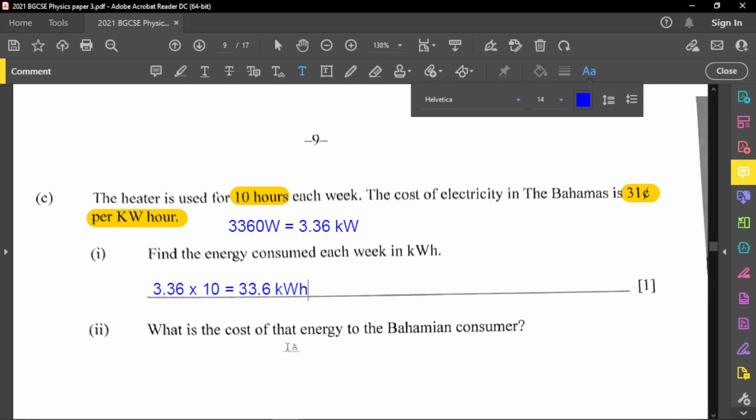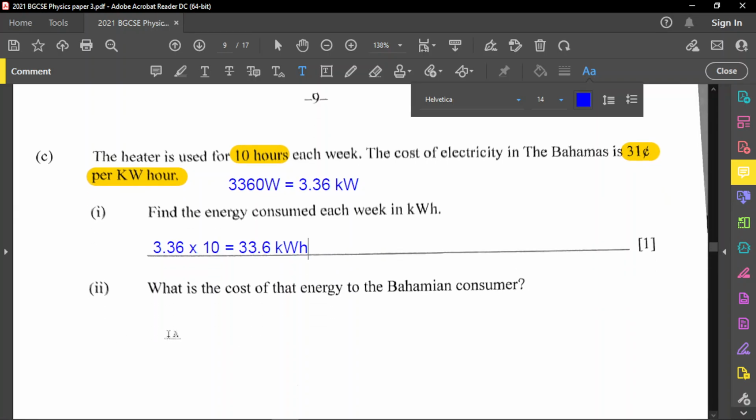Now we say, what is the cost of that energy to the Bahamian consumer? Remember, for every kilowatt hour, it is 30 cents. So we're going to multiply that now by 31 cents, not 30 cents, but 31 cents. So you're going to say 33.6 kilowatt hours multiplied by 31 cents.